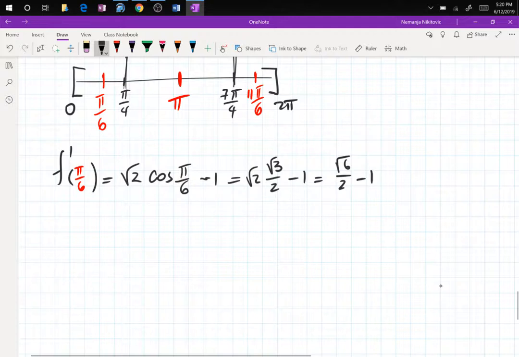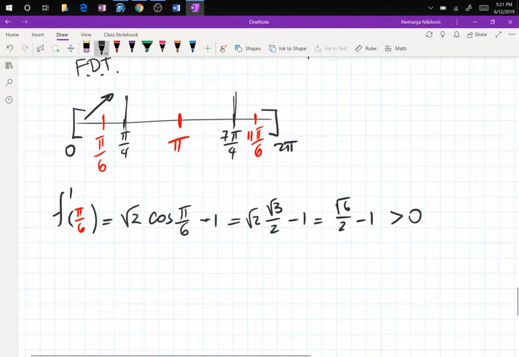So square root of 6 is more than 2. I don't need to know how much, right? I just know that the square root of 4 is exactly 2. Then square root of 6 must be more than 2. When I divide a number that is more than 2 by 2, I'll get a number bigger than 1. So this is definitely positive, without me calculating. Sure, go ahead, calculate. You will get 1 point blah, blah, blah, and you will know it's bigger than 0. So the first part is increasing.